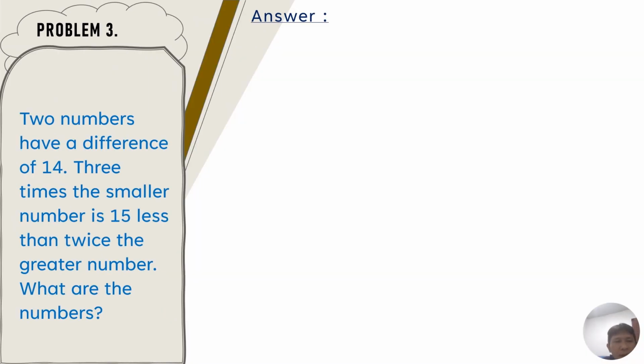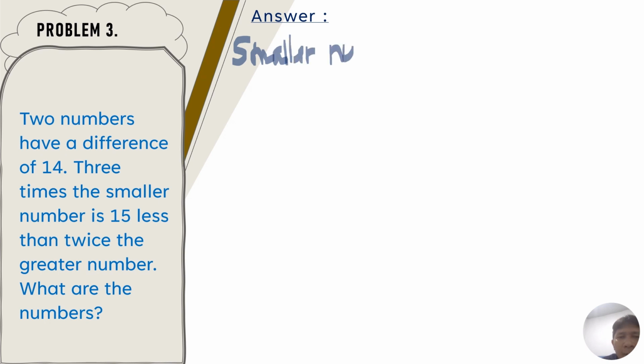Problem number 3. Two numbers have a difference of 14. 3 times the smaller number is 15 less than twice the greater number. What are the numbers? Okay, now let us see. Here we have the smaller number, we're gonna write it.